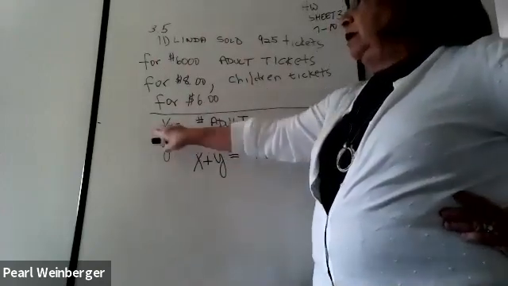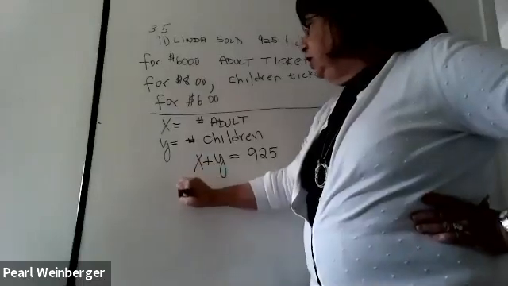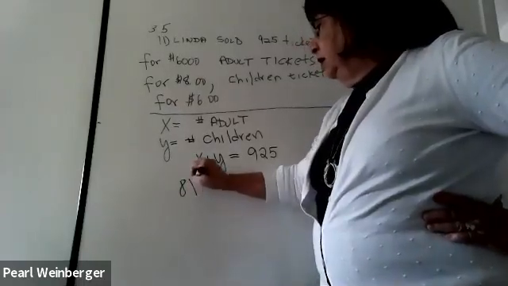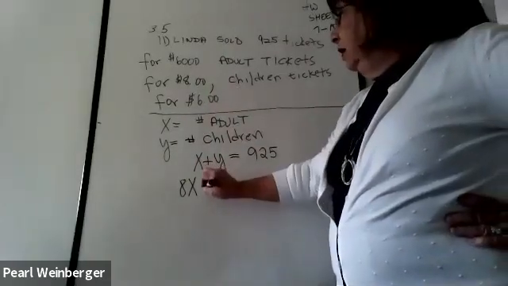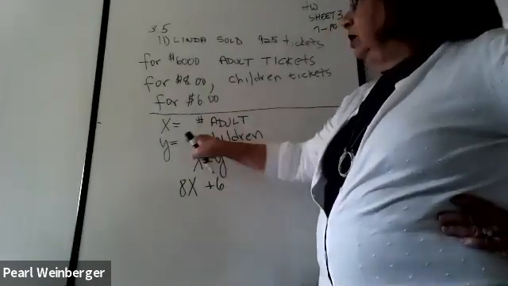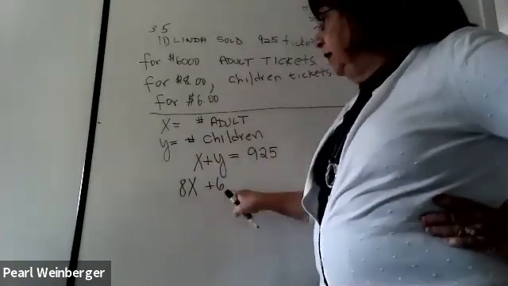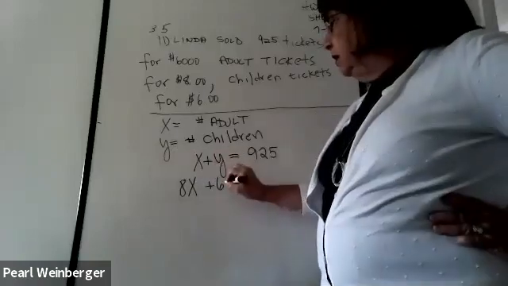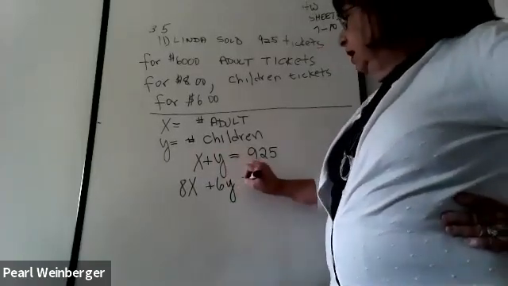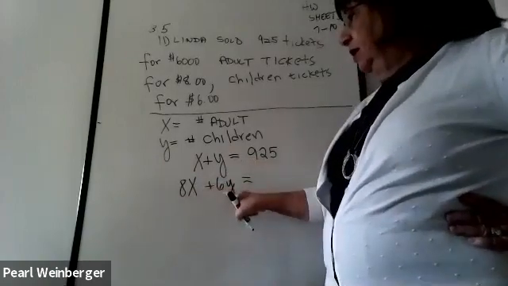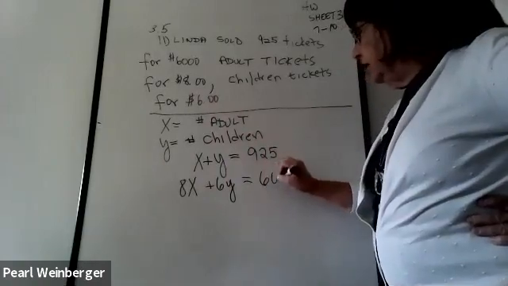We don't know how many adult tickets she sold. We know it's x. So the amount of money she got for selling adult tickets is 8x. The amount of money, similarly, that she got for the children's tickets is 6 times y, because y is how many children's tickets there are, and each of those were $6. Now, if you take the 8x and the 6y, that is going to give you your $6,000.